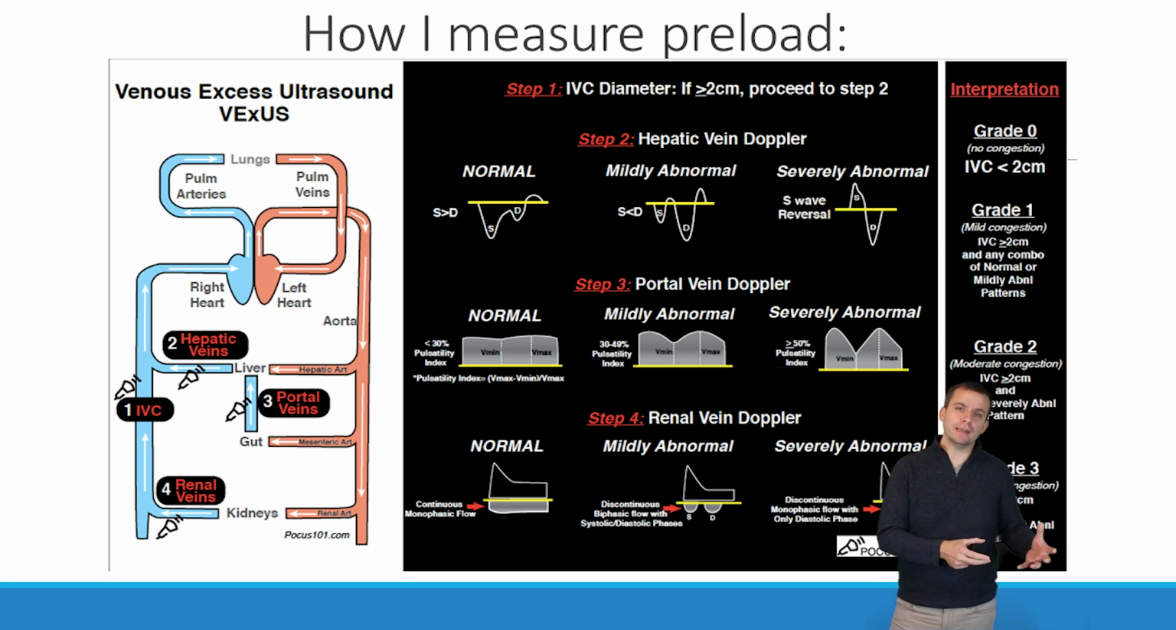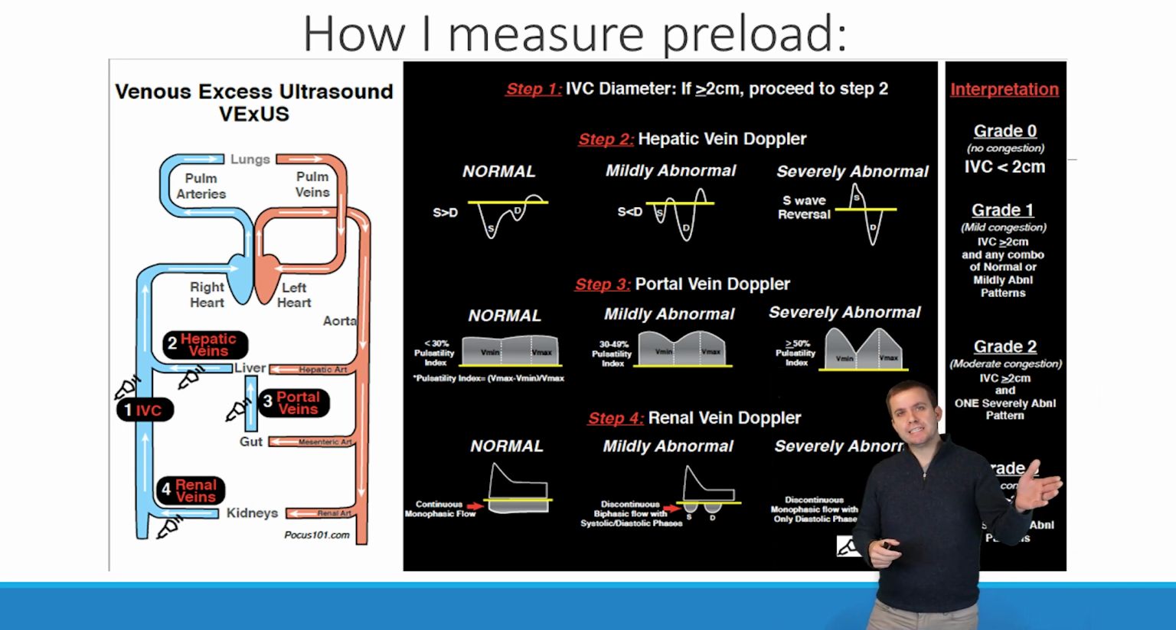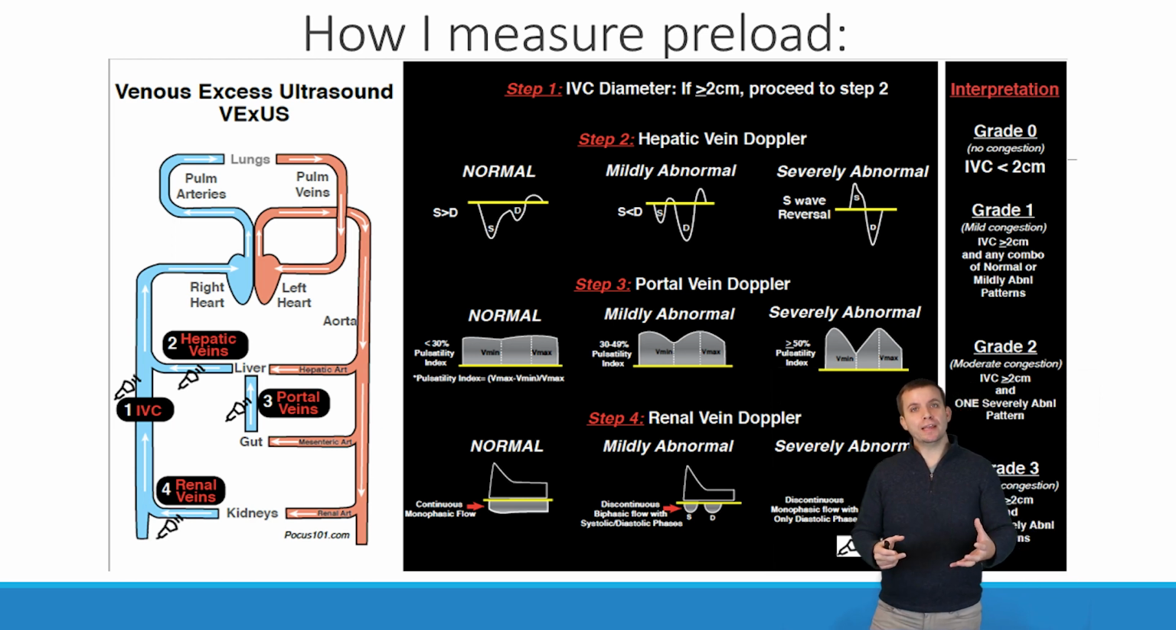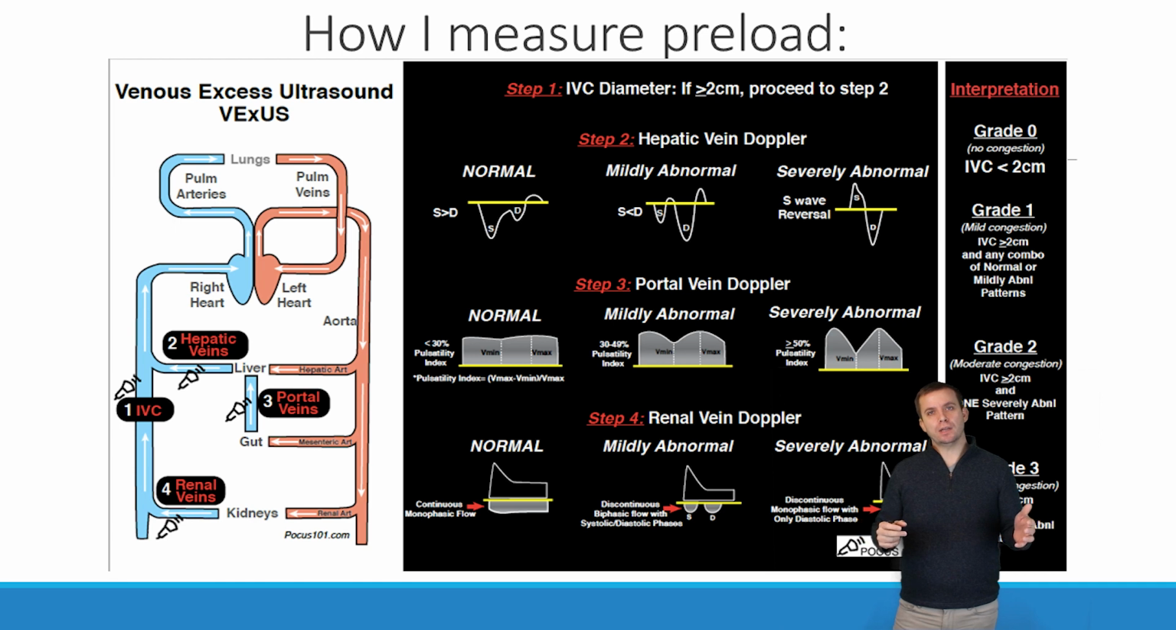The portal vein should be a continuous flow on top of the yellow line. And if you start seeing pulsatility in your portal vein, that's a sign that you have that reversal of flow. And then in the renal vein, you're looking at the bottom of the yellow line. I typically, for all these, will go mid-axillary. I think it's the easiest.